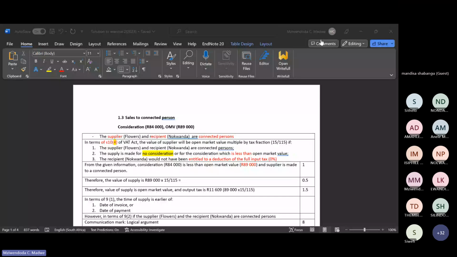No, sorry, I was talking about the value of supply. Okay, so in terms of a connected person, we said you use section 10 to determine the value. So in our example, in terms of section 10, we'll use open market value. So that is what you have to take into consideration.